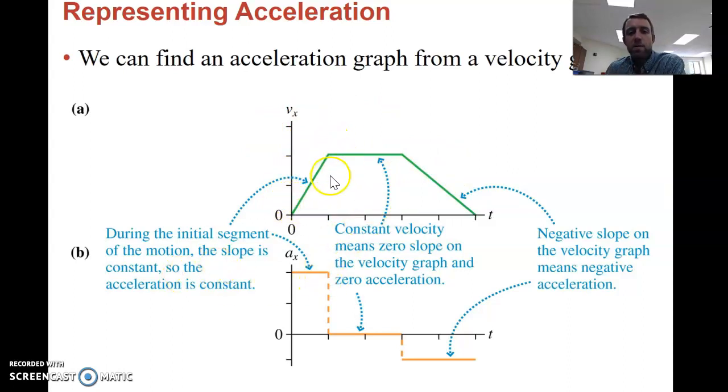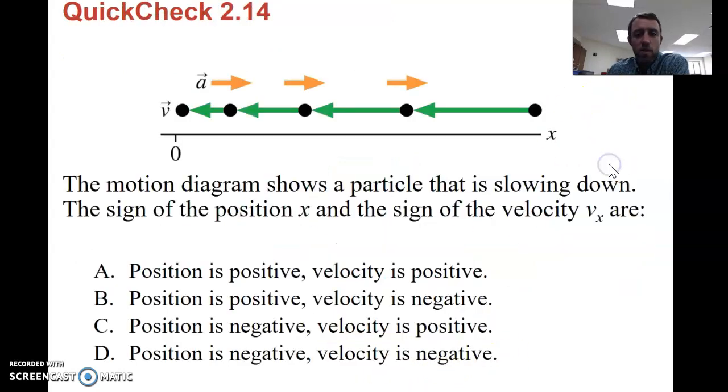Acceleration graph, from this we take the slope: positive slope, constant, slope of 0, horizontal line, and then a constant negative slope. And that's what this acceleration graph looks like.